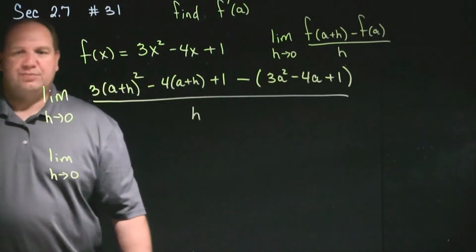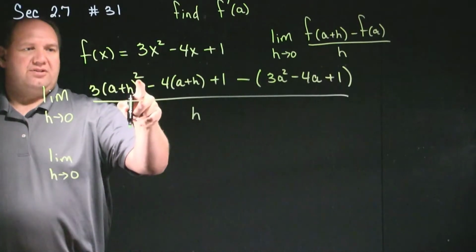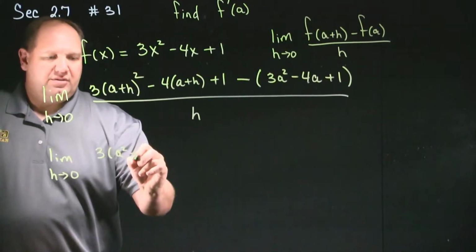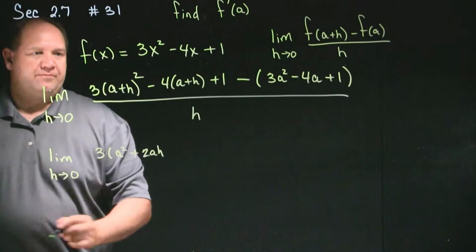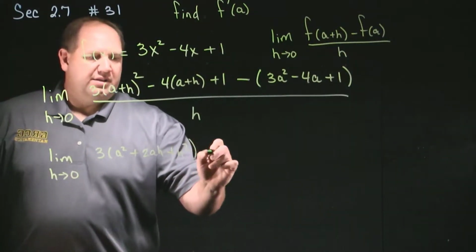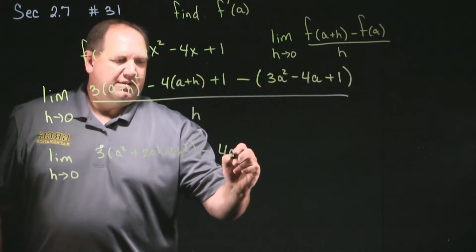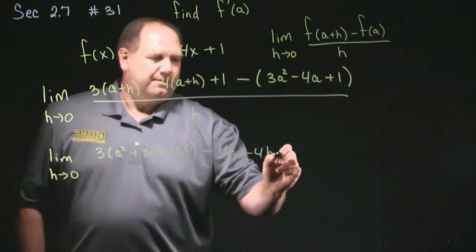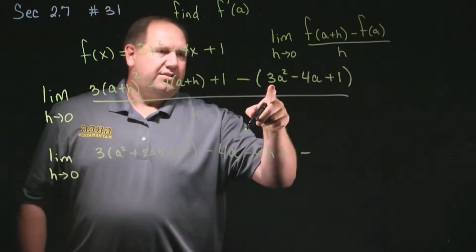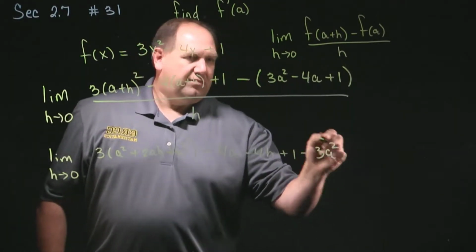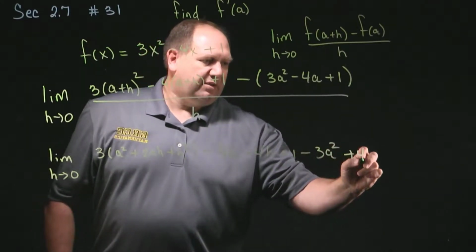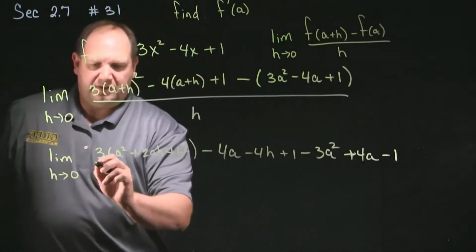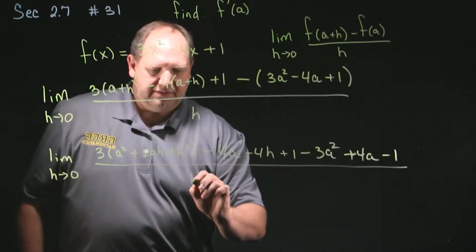This is a plus h squared. So I have 3 times a plus h squared is a squared plus 2ha plus h squared, minus 4 times a, minus 4 times h, plus 1, minus 3a squared. Minus times minus is positive 4a. Minus times positive is minus 1. All of this still divided by h.